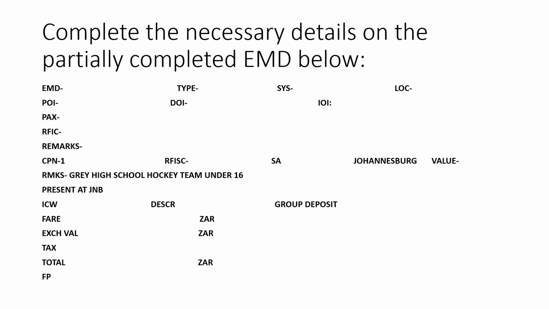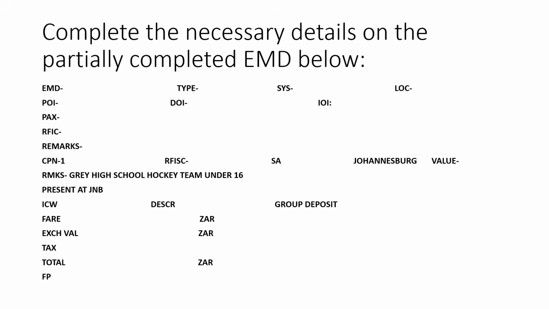We have SYS, which means the system that is being used. We have two types of systems. We have EMD'S as well as Galileo. Then we have LOC, which is the record locator, also known as the booking reference. It will always be given to you. We also have POI, which is the point of issue, DOI, which is the date of issue, which will also be given to you, IOI, which is the IATA number, PEX, the name of the group.